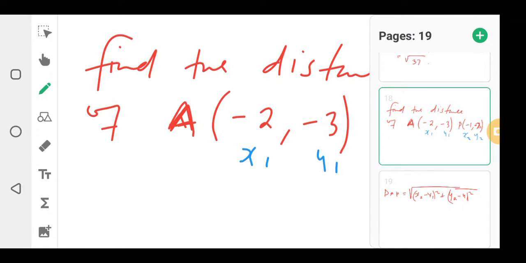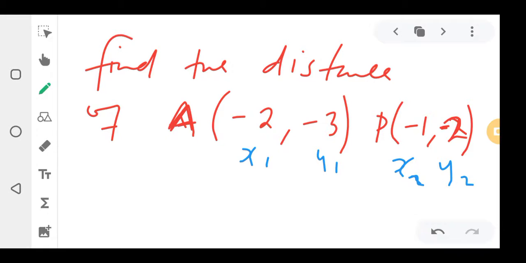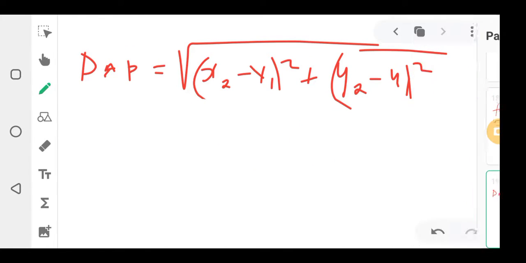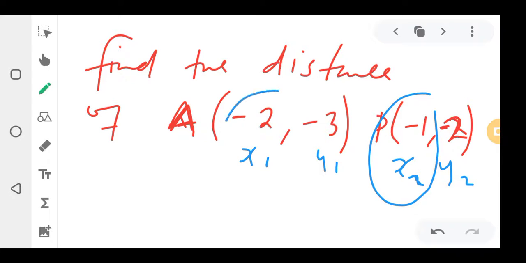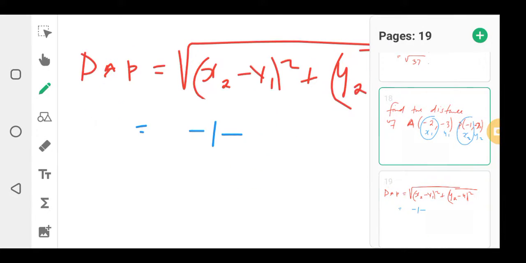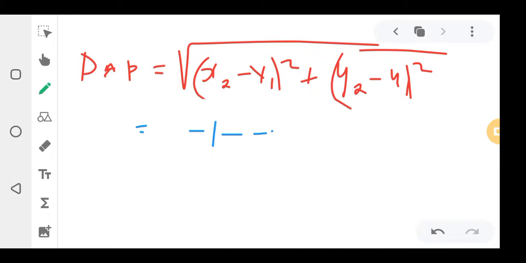Then you substitute them in that formula. So what is my x2? My x2 is negative 1. So where there is x2, I put negative 1, minus. What is my x1? My x1 is negative 2. So where there is x1, I put negative 2. So there are two negatives, the one for x1 and the one in the formula.